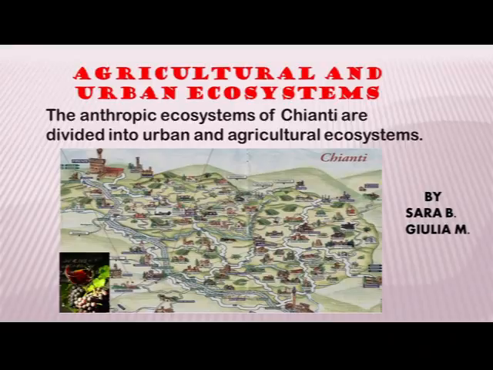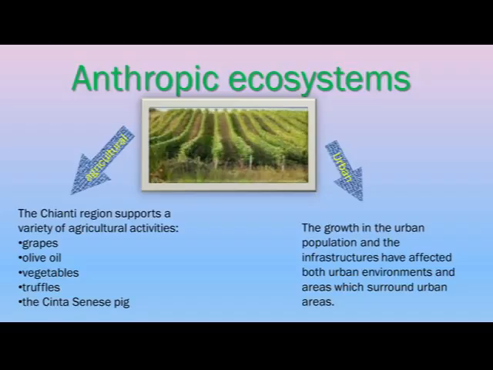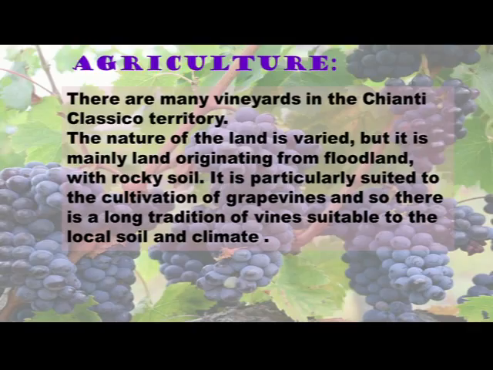Agricultural and Urban Ecosystems, by Sarah and Julia. The anthropic ecosystems of Chianti are divided into urban and agricultural ecosystems. The Chianti region supports a variety of agricultural activities: grapes, olive oil, vegetables, truffles, and the Cinta Senese pig. The growth in the urban population and the infrastructures have affected both urban environs and areas which surround urban areas.